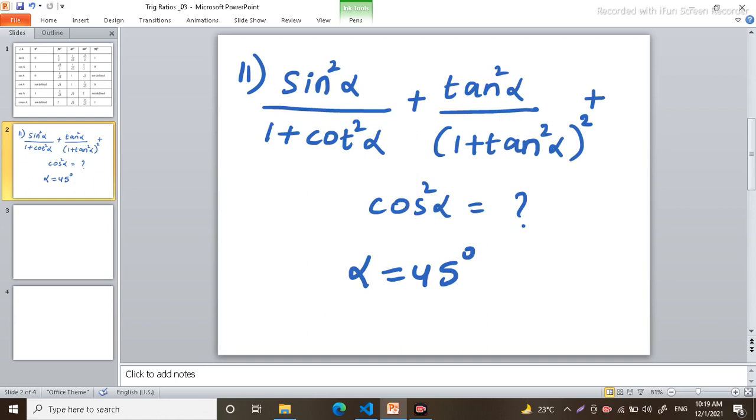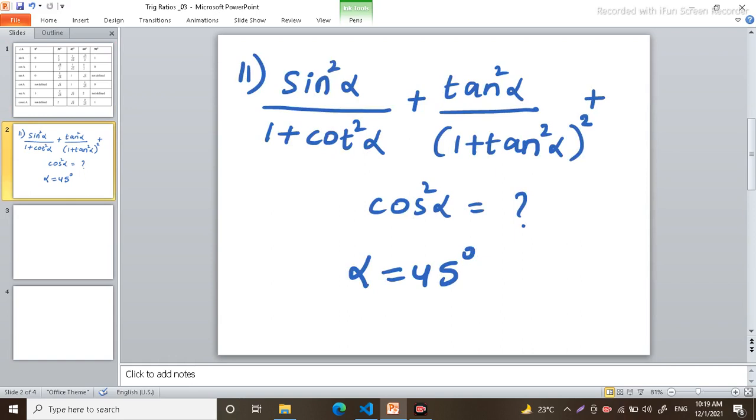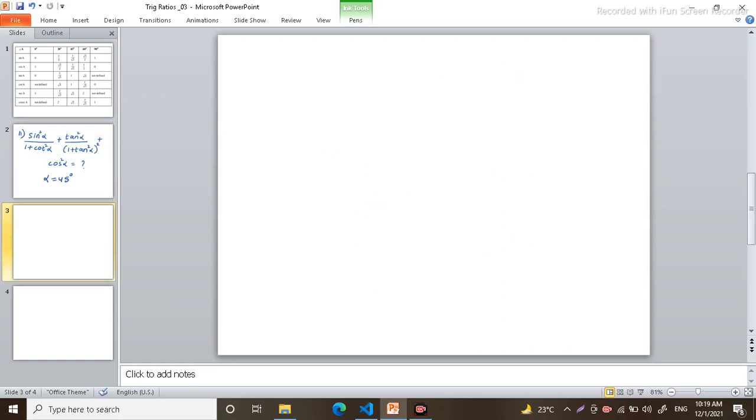Okay, here I'll take the value according to the trigonometric ratios table. These are all values we know, like 0 degree, 30 degree, 45, 60 degree, 90 degree. Here I am taking 45 because in the denominator cot and tan are there, and tan 45 value is 1. The calculation will be easy. So we'll do the problem.